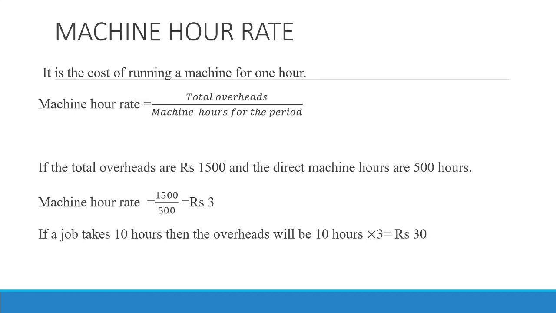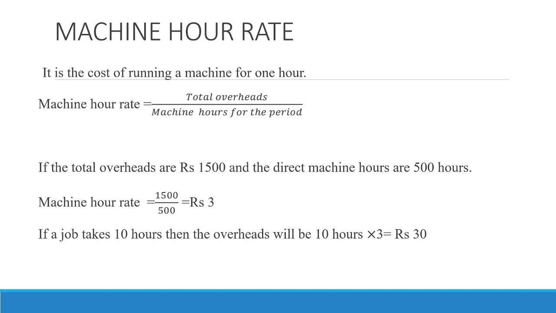The next method is the machine hour rate. Machine hour rate is the cost of running a machine for 1 hour. That is, the factory overheads for running a machine for 1 hour is determined. So machine hour rate is equal to total overheads divided by machine hours for the period.